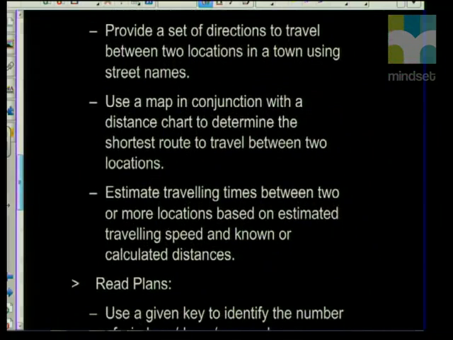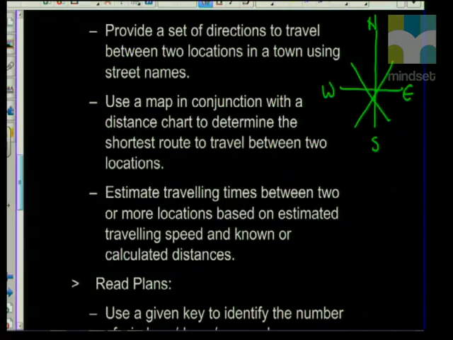You also would need to provide a set of directions to travel between two locations in a town using street names. So this would be when they give you a basic town plan, and then they might ask you to give the instructions to get from one place to the next. This is where it's very important to be able to use your compass coordinates, remembering north, south, east and west as the main ones, with the ones in between, northeast, southeast, northwest and southwest, as key coordinates to use in those types of descriptions.